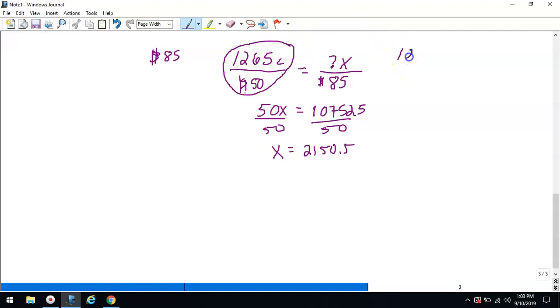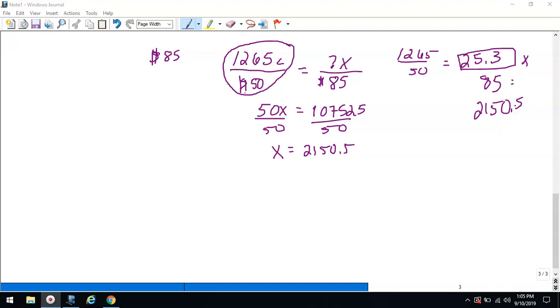So if I took 1265 and just divided it by 50, you get 25.3, and that's a unit rate. So that means that you can buy 25.3 Cordobas for every dollar. Then you can take that number and multiply it by 85, because that's the number of dollars that you have. If you did that, you should get the same answer, and you do, which is 2150.5. No worries.